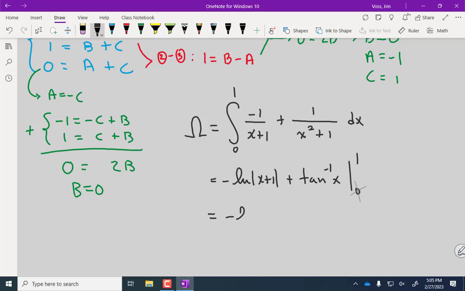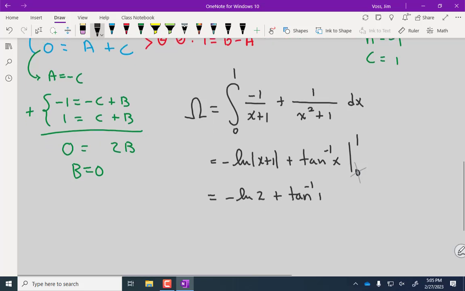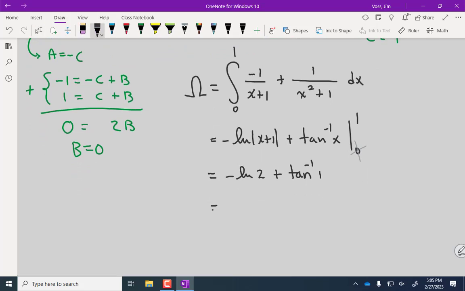So then we're going to have minus natural log of 2 plus arctangent of 1. Arctan of 1 is pi over 4. It's the angle on the right side of the unit circle with a tangent value of 1. So that's pi over 4, and that is our area. Yes.